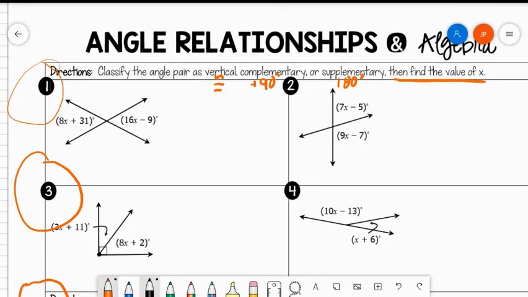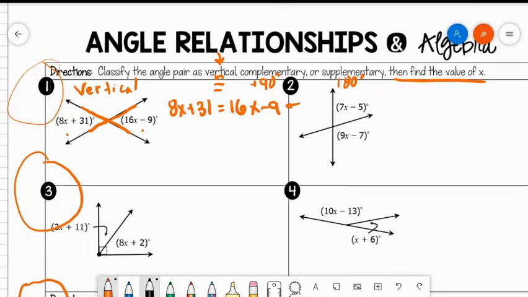So let's look at the first one. Thinking back to what all of these different things look like, number one is a pair of vertical angles. And remember, vertical means they share that vertex in the middle. They're kind of looking at each other. Sometimes I outline them because they make a V on each side. So if we know that vertical angles are congruent, I've got these two algebraic expressions saying what each of those angles is equal to. So I know 8x plus 31 is equal to 6x minus 9, because those are vertical angles, so they're equal.